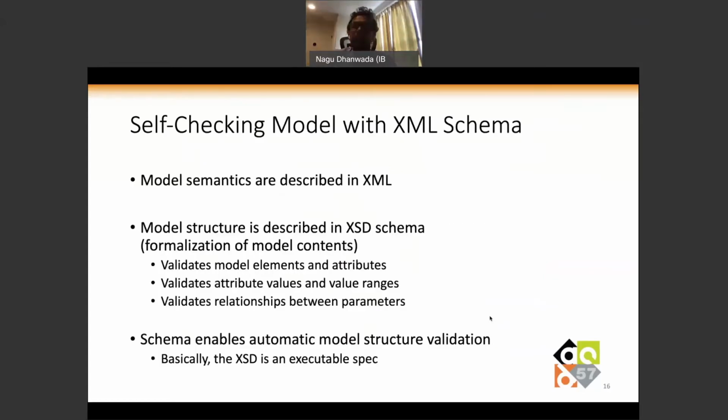Now, in terms of the persistent representation, we use an XML schema. Think of it like a self-checking model where the model structure is described in an XSD schema, and there's a formalization of the model contents, and the schema enables automatic model structure validation itself, right?